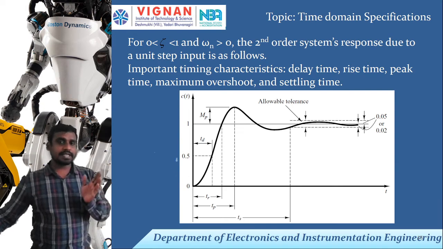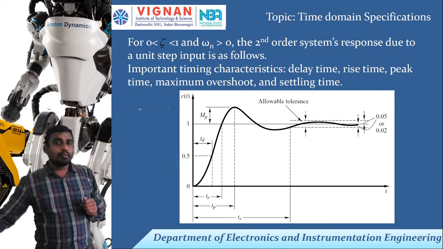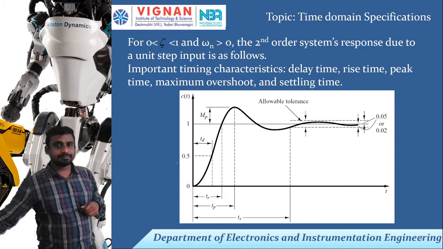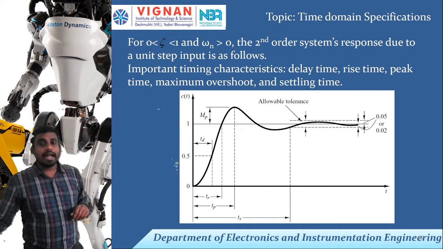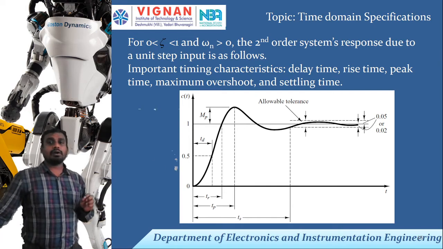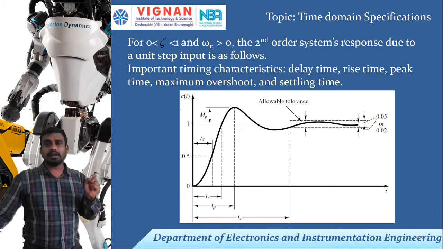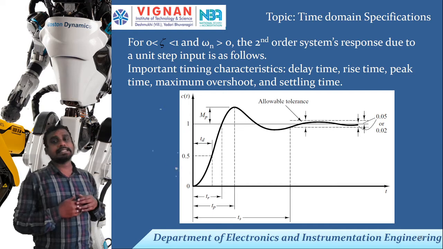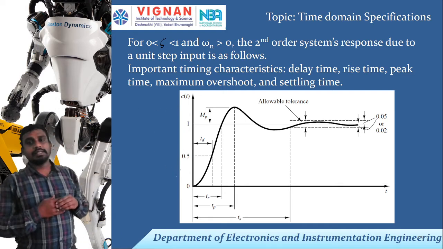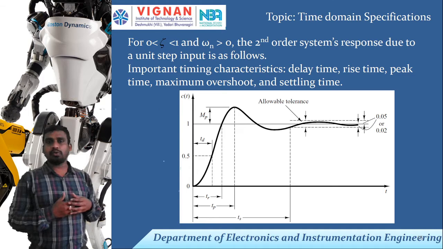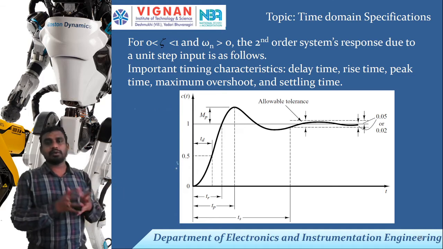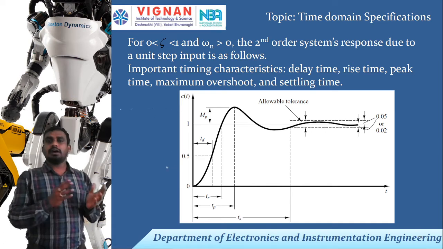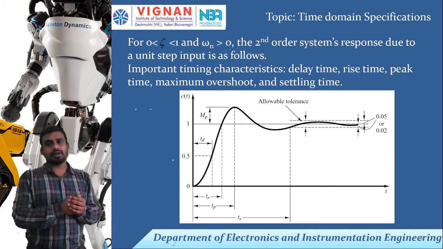This response is for the step input. When you are giving a step input to the second order plant, and you take the zeta value between 0 and 1, you will get this kind of response, right? The specifications you have to take into consideration are delay time, rise time, peak time, maximum overshoot, and settling time. These give the system performance, how good your response is. By calculating these, you will understand whether it is working under your control or not.